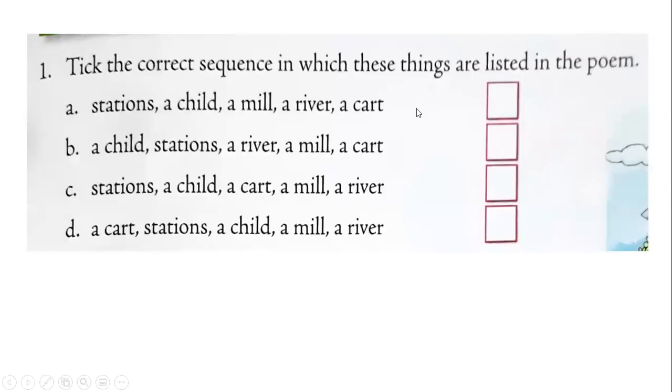Tick the correct sequence in which these things are listed in the poem. Was it stations, then a child, then a mill, then a river, and then a cart? Was it a child, stations, a river, a mill, a cart? Was it stations, a child, a cart, a mill, a river? Or was it a cart, stations, a child, a mill, a river? What's your answer? Well, the right answer is the third one.